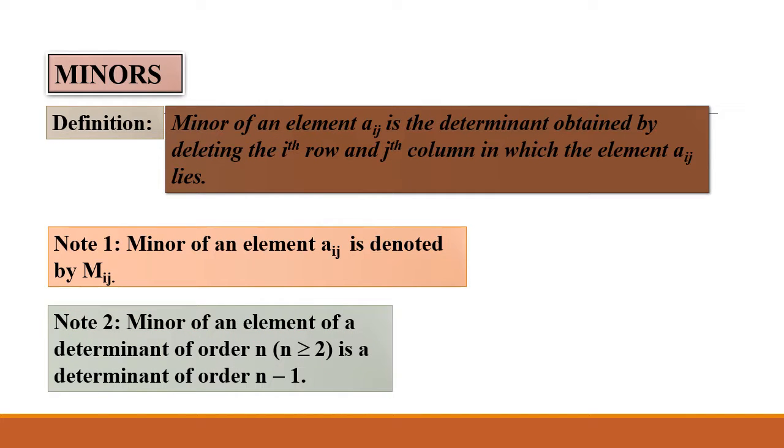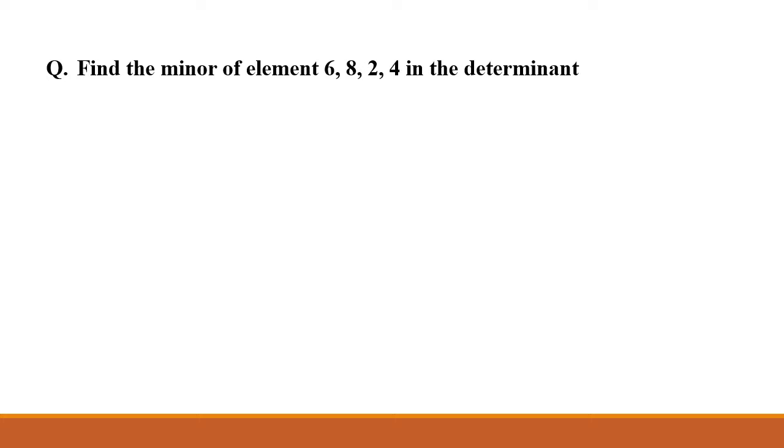Note 2: the minor of an element of a determinant of order n, when n is greater than or equal to 2, is a determinant of order n minus 1. So we will consider an example to find the minor of elements 6, 8, 2, 4 in the determinant 1, 2, 3, 4, 5, 6, 7, 8, 9.